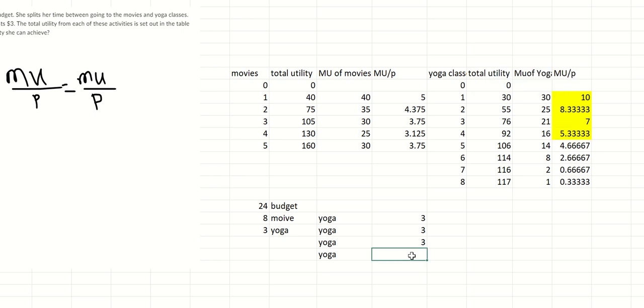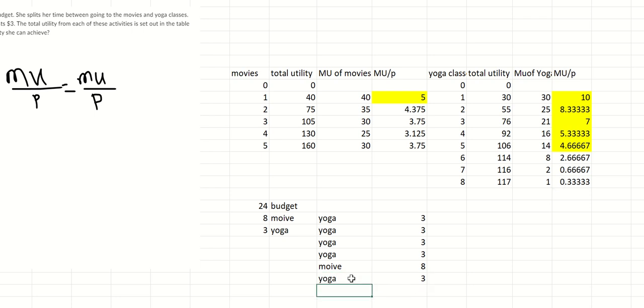So 3 over here. Now for our fifth purchase, we're comparing the fifth yoga compared to our first movie. So now movie is more, right? So movie will be our fifth purchase. That will cost us $8. So let's cross out the first movie. All right, and then for the sixth purchase, we're going to compare the second movie, 4.375, versus the fifth yoga, 4.667. That is more. So that's our next purchase, yoga, $3.